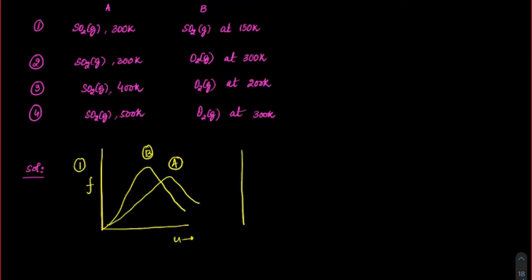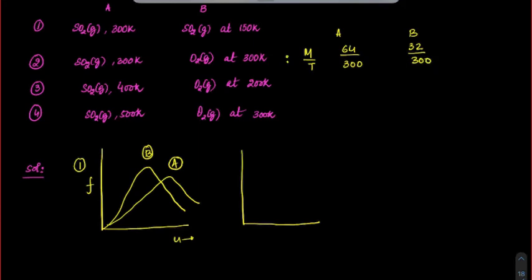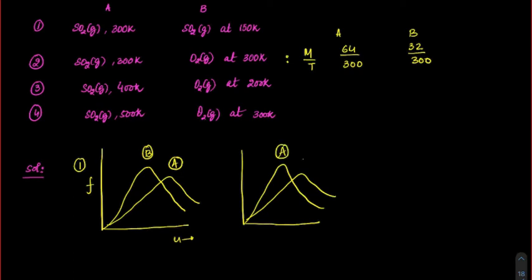Second plot, you can check SO2 and O2. In this case, we need to check the m by T ratio, correct? So the m by T ratio for the first case, that is A and B. Check for A and B. M is how much? 64, correct? Divided by T, that is 300. Here this is 32 by 300. So it is clearly showing A is greater than B. So if I plot the graph like this, this will be A and this will be B. So this is the second plot.